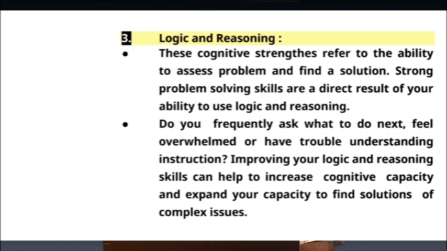The third is your logic and reasoning. These cognitive strengths refer to the ability to assess a problem and find a solution. Strong problem solving skills are a direct result of your ability to use logic and reasoning. Now, what is logic and reasoning? I am repeating, these cognitive strengths refer to the ability to assess a problem. Assess means to reach the problem. A problem has come and you are reaching it, to reach means to understand the problem, and to find a solution. Until and unless you assess the problem, you understand the problem, you can't find a solution.